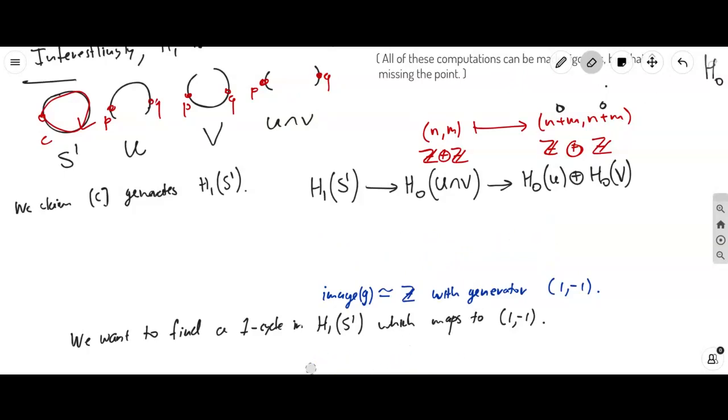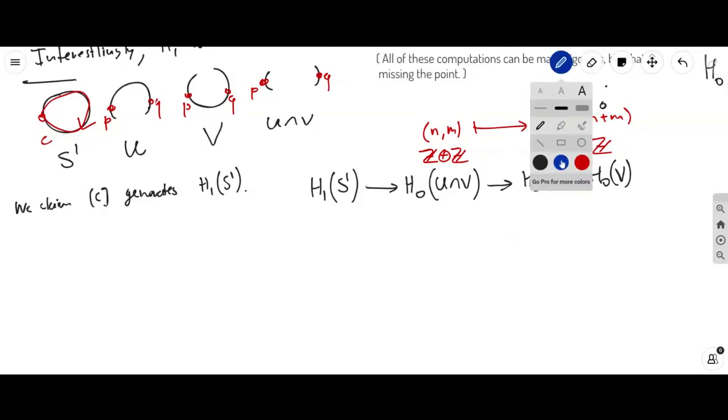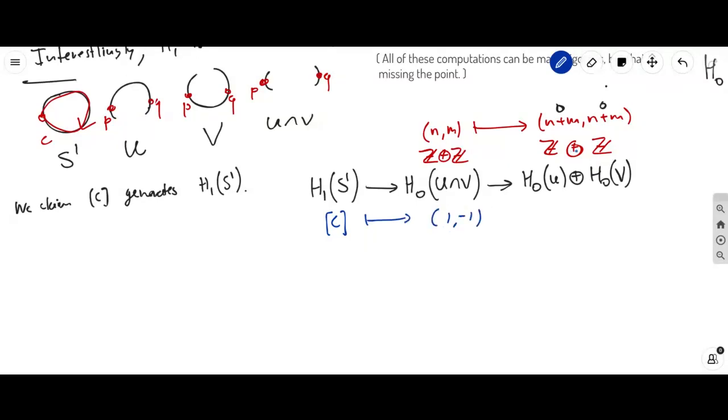So what we basically need to do is show that this cycle gets mapped to 1 comma negative 1. It gets mapped to the generator in this group. And this is the lowering of dimension map that comes from barycentric subdivision. So let's see that it actually works.